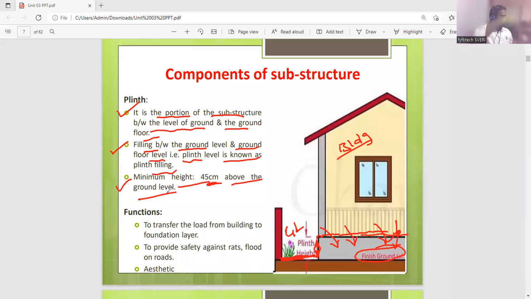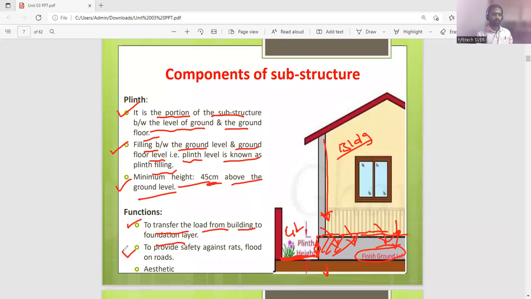After raining, whatever water is there on the roadside should not enter into your house. That is one part. Then bats, rats, whatever animals are there will not enter your house directly. That is the barrier for all this. Function: to transfer the load from the building to the foundation. This is the building, and here is the foundation. To transfer to the foundation, there is a plinth level.